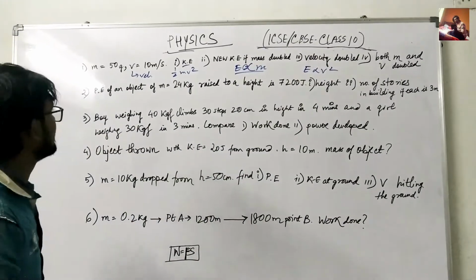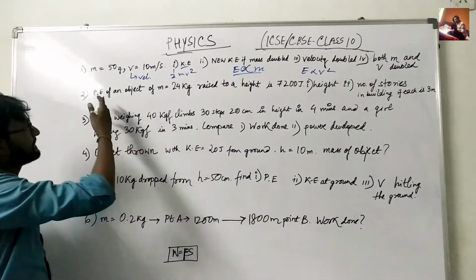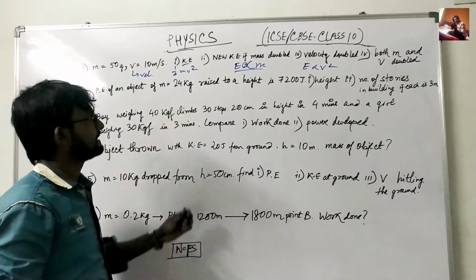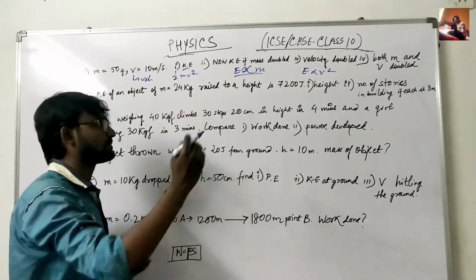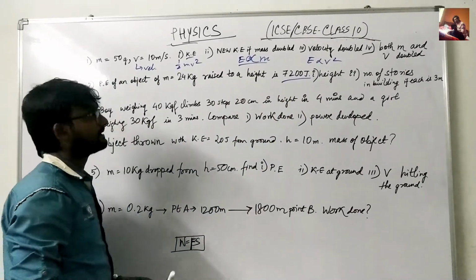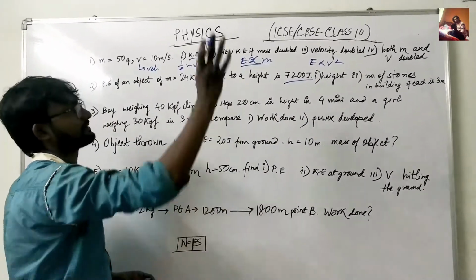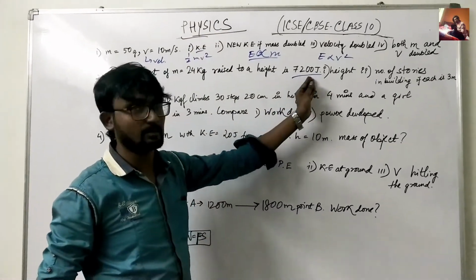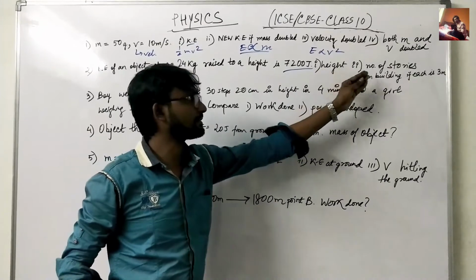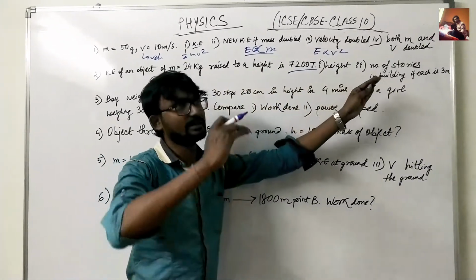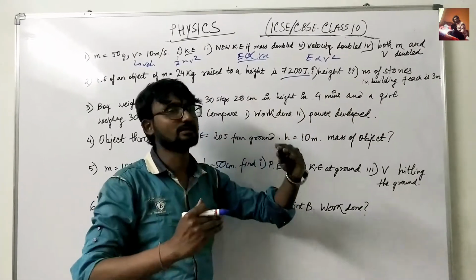So solve this sum. So next is P, potential energy of an object of mass 24 kg, is being raised to a height, and potential energy is 7200 joule. So the body is being moved to a certain height. So find the height. If this is a building, you can say how many stories, how many floors are there in the building.